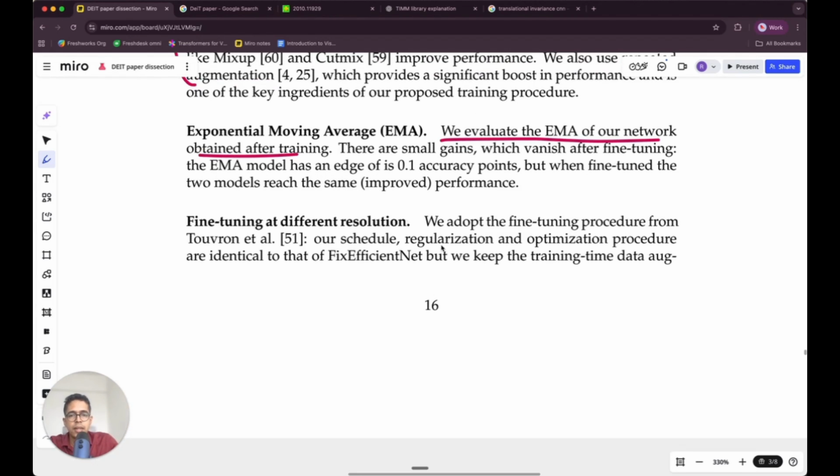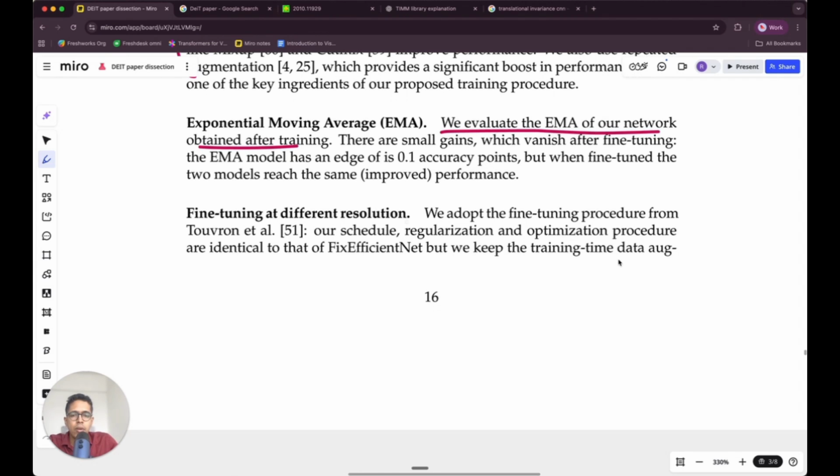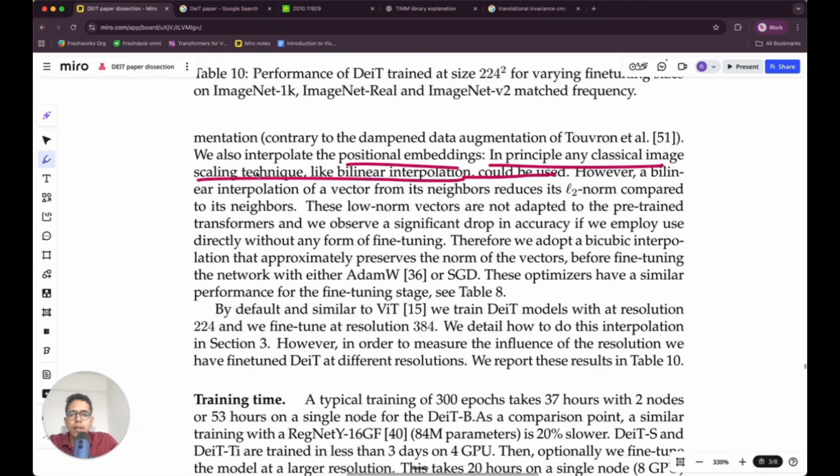They might have mentioned it here. But we keep the training time data augmentation, contrary to the dampened data augmentation. Okay. I think these parts are fine.